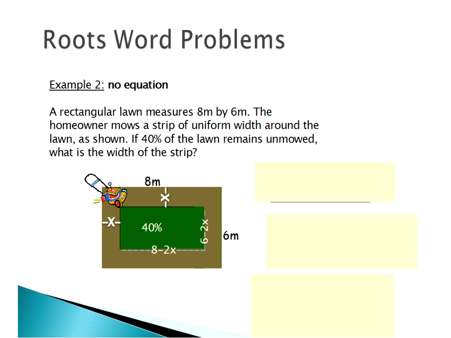So we've got this perfectly rectangular lawn. Somebody has perfectly measured out a strip of uniform width. For some reason, we know that 40% of the lawn remains unmowed. What's the width of the strip? So clearly, this is not real life, because if you want to know the width of the strip, you take a measuring tape and you measure it. You know.